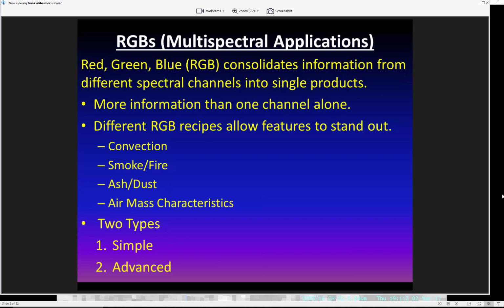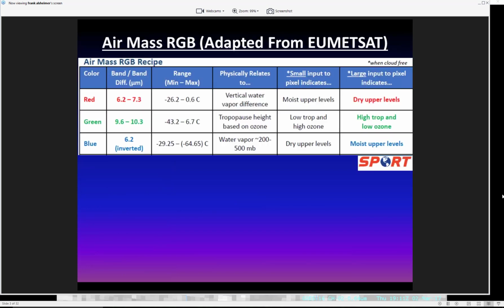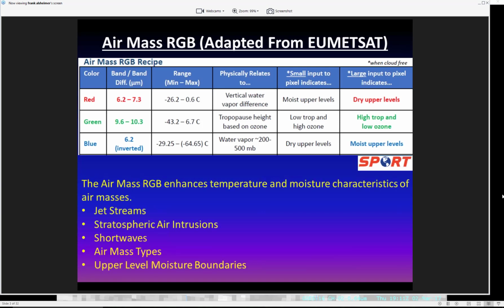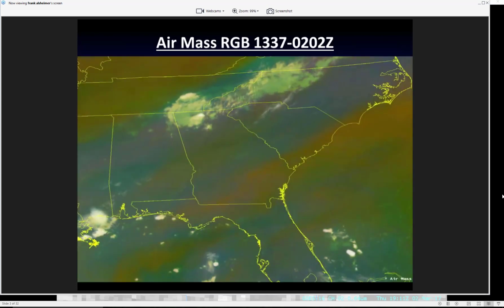So this first one I'm going to show you is an advanced one. It's called an Air Mass RGB. And this is adapted from the EUMETSAT folks who have been using this since about 2009 or so with their series of satellites. There's a lot on this table. I'm not going to get too deep into it, but essentially this particular RGB allows us to help identify jet streams, stratospheric air intrusions, certainly useful in the wintertime, short waves, air mass types, and upper level moisture boundaries, just to name a few. So let's take a look at a loop.